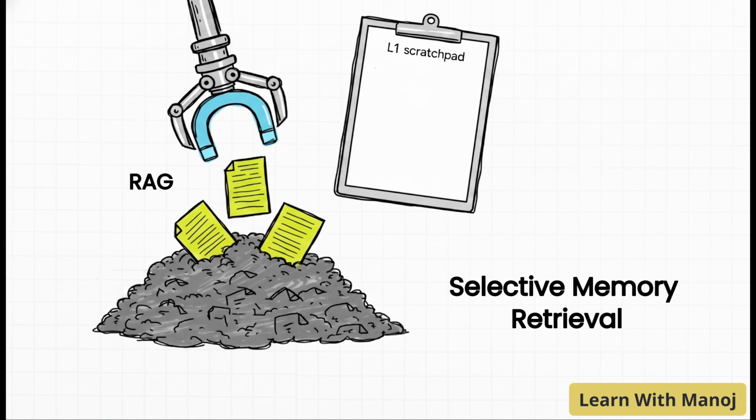So the crucial point is this. A true staff-level architecture doesn't rely on raw context size. It relies on selective memory retrieval. We use RAG, Retrieval Augmented Generation, over the historical data to pull only the 3 to 5 most relevant interactions into the L1 scratchpad. This keeps the active reasoning engine focused, lean, and incredibly fast.